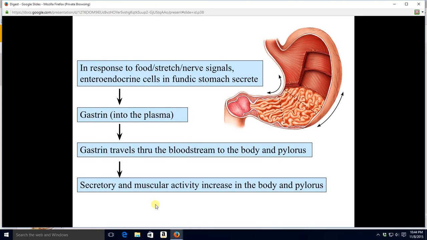All right, what else? Well, when food hits the stomach and it gets stretched, or when nerve signals come down to the stomach, the enteroendocrine cells in the fundic stomach, the fundus of the stomach up here, secrete gastrin into the blood. Gastrin travels throughout the bloodstream, surprisingly enough, to affect the organ that secreted it. So gastrin is released by one part of the stomach, the fundus, then it acts on the body and the pylorus of the stomach to increase their secretory and muscular activity.